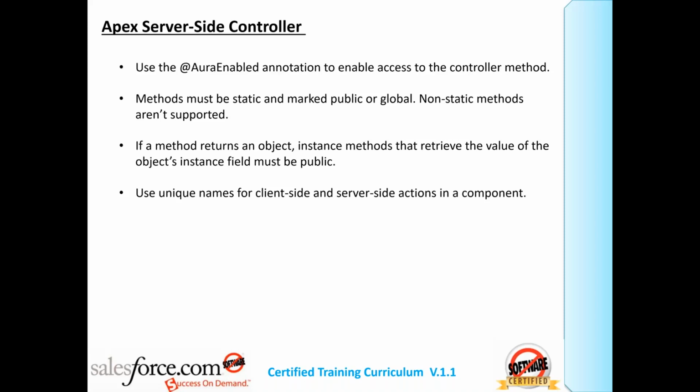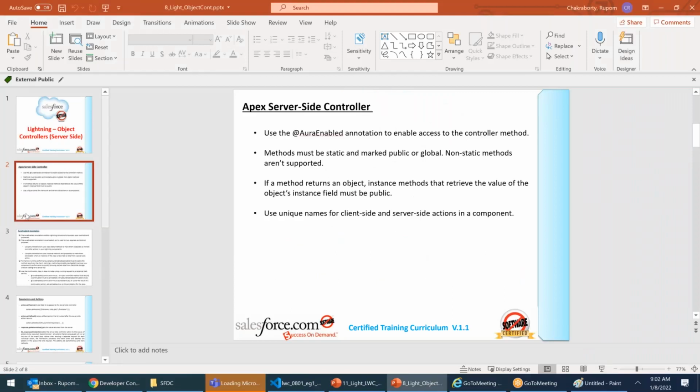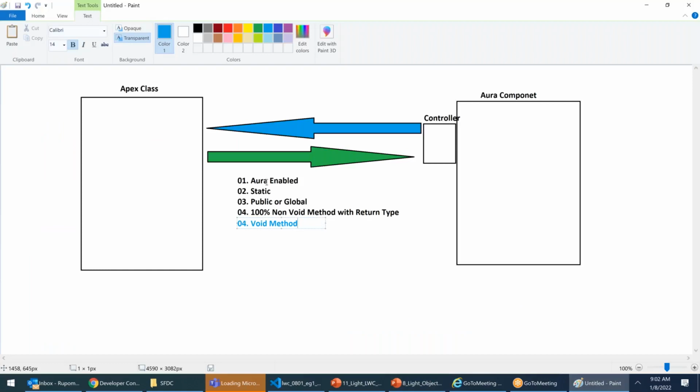Fine. Perfect. Now let's come back. Server-side controller. What are the 4 things I gave you? Number 1, it has to be Aura enabled. Number 2, it has to be static, not non-static. Number 3, public or global. Number 4, if you want bidirectional communication, you have to use a non-void return type. If you want one-way communication, then you can use void.